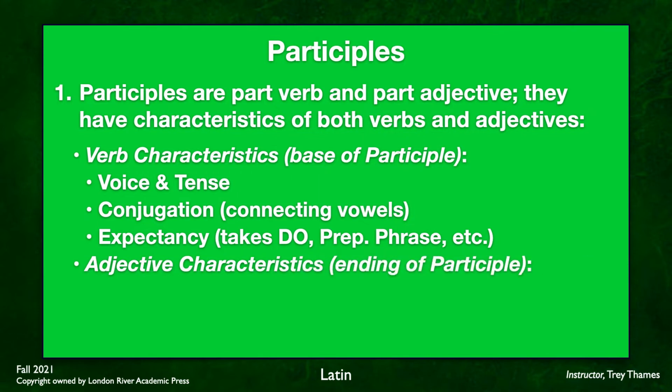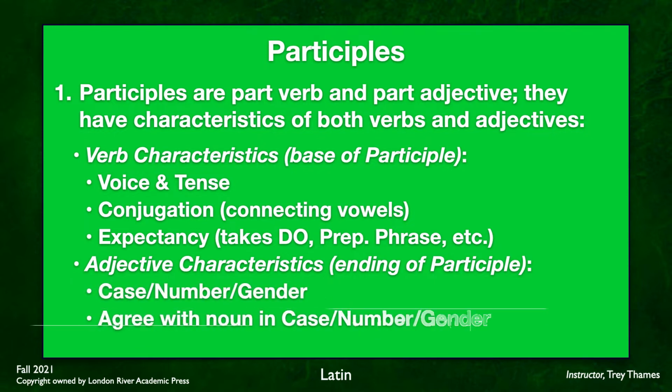And then finally, here are the adjective characteristics. This is going to be the ending of the participle. The front part is the verb. That's the base of the participle. But we're going to have endings of participles that are characteristics of adjectives. They're going to have case, number, and gender. And of course, because adjectives have to agree with a noun in case, number, and gender, these participles will also agree in case, number, and gender with the nouns that they modify.